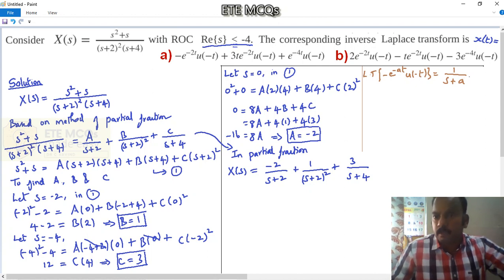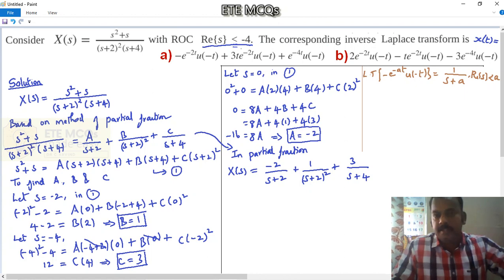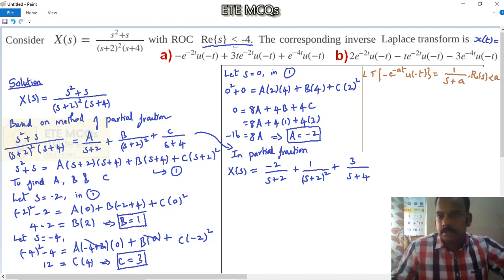And we know how we write the region of convergence: real part of s, since this corresponds to a left-sided sequence, just put a less than sign. That is why this formula comes into picture, because we have less than minus 4 altogether. The overall ROC should be on the left hand side of minus 4. So this particular left-sided sequence is very much applicable over here.